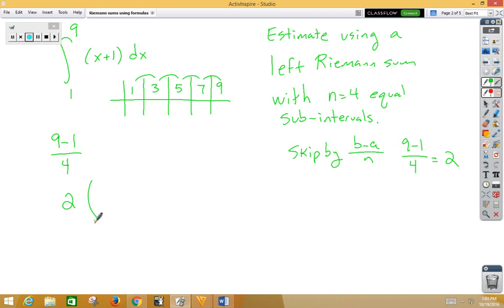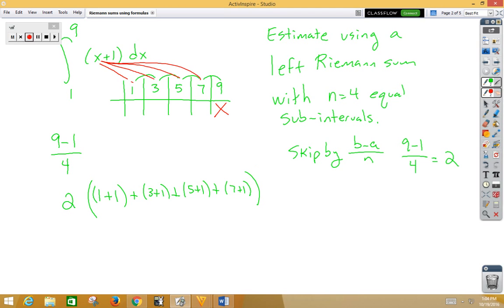So if I plug in my 1, I would get 1 plus 1. Then I would plug in my 3, and I would get 3 plus 1. Then I would plug in my 5, getting 5 plus 1. And then finally my 7, which would give me 7 plus 1. Remember, with a left Riemann sum, we never use the far right term.